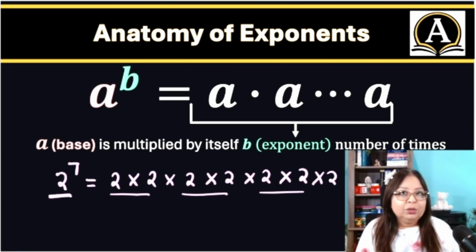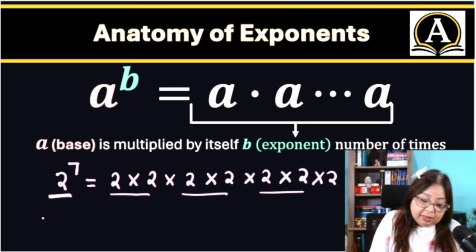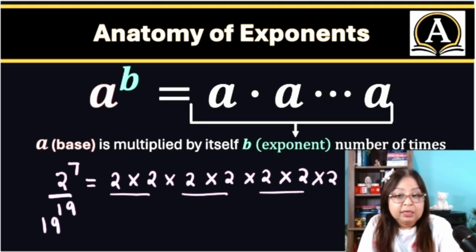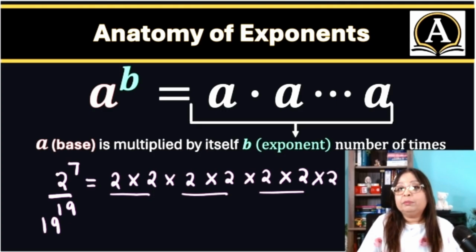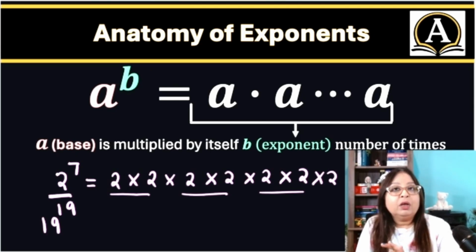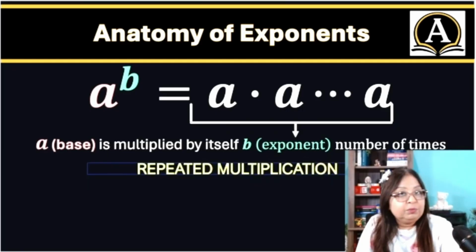Well, think for yourself. 2 to the power 7 is still not a very big number. What if we have something like 19 to the power 19? Now just writing 19 to the power 19 completely, that is multiplying 19 by itself 19 times. That alone might hurt your hands and might make you run away from mathematics forever. We don't want that. So what we're doing is coming up with a shortcut method of writing repeated multiplication.